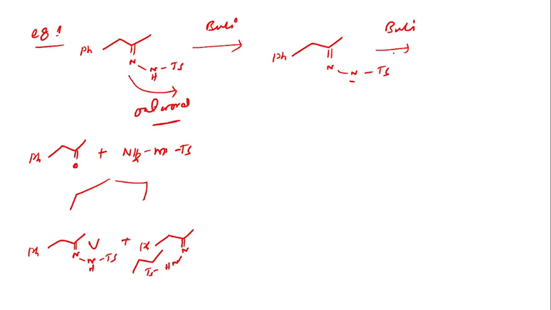Okay. And the second trick is here, that the deprotonation will happen from the same side. So deprotonation will happen from this carbon because it is projected to this side. Then in the second step we will have this N minus Ts. This is minus.